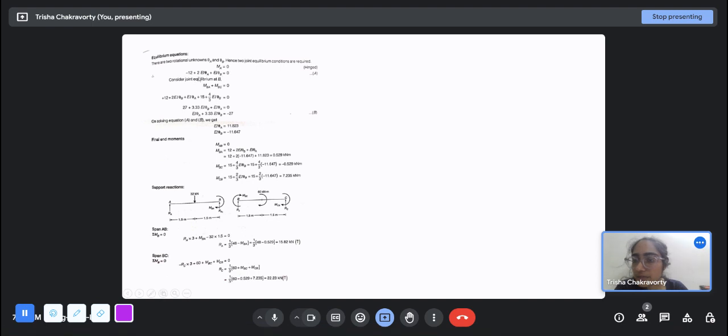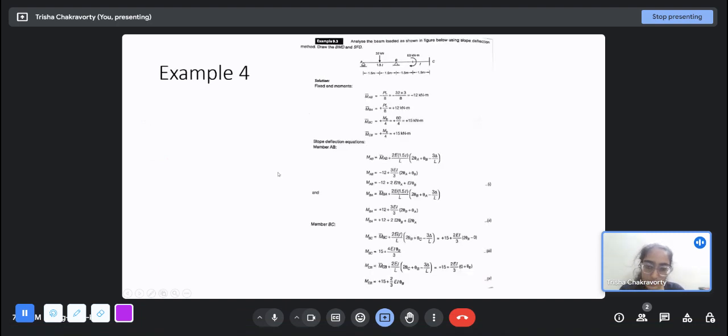From that we get one equation in theta A and theta B, and joint equilibrium at B is MBA plus MBC equal to 0. So we get two simultaneous equations in theta A and theta B. Solving them, we get these. And the final end moments we can again solve using that. MAB is automatically 0. MBA and MBC are equal and opposite in sign, and MCB is this.